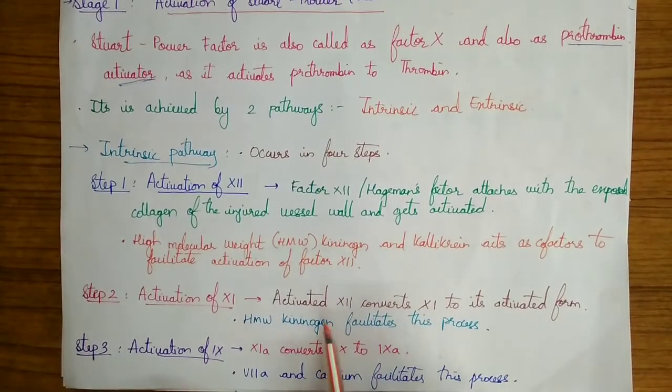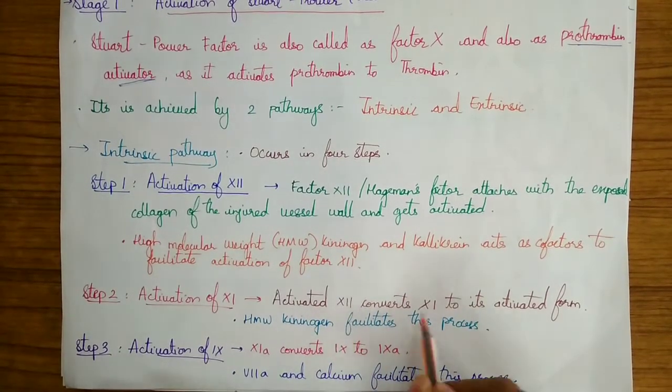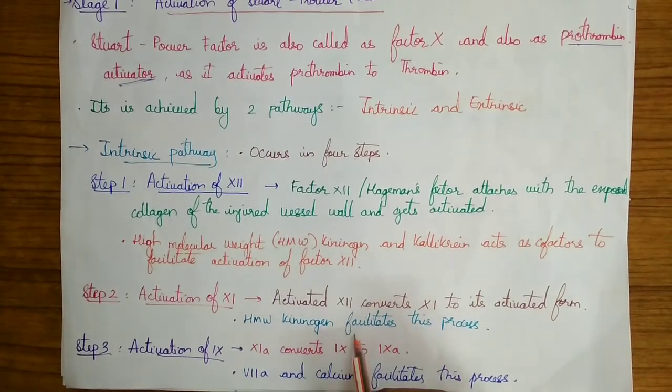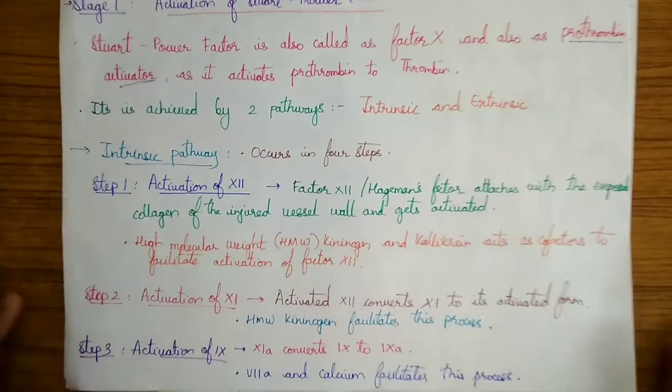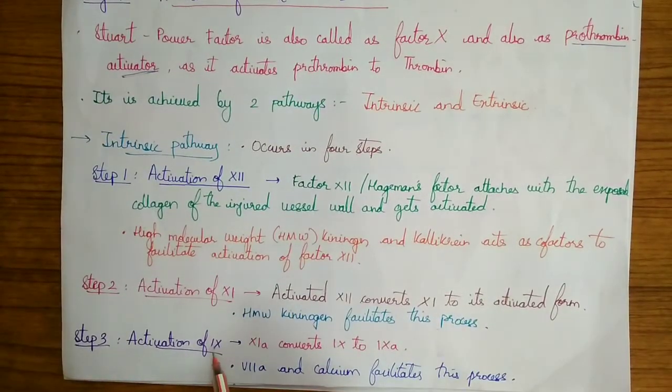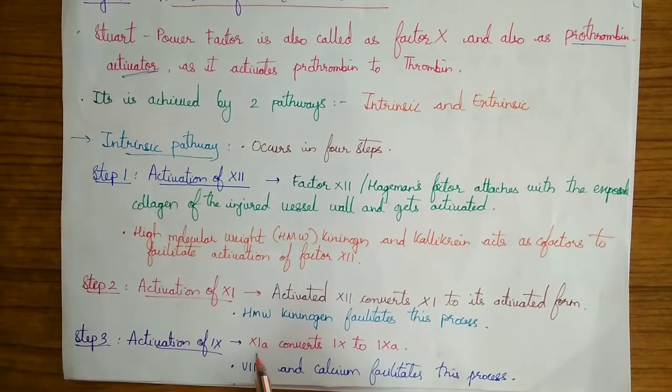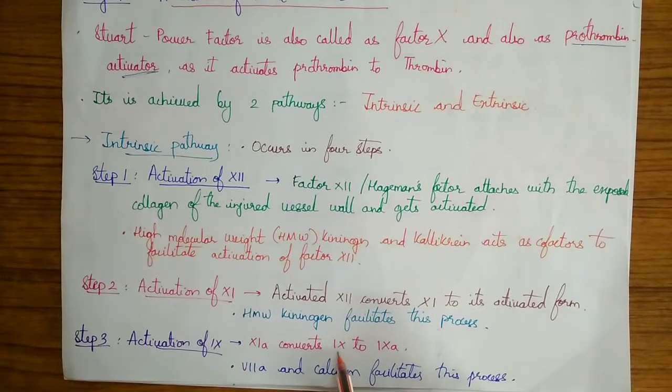The next step is the activation of clotting factor 11. In the previous step there was activation of clotting factor 12. This activated clotting factor 12 now converts clotting factor 11 to its activated form. The HMW kininogen facilitates this process. Step 3 is activation of clotting factor 9. The same process: the activated version of clotting factor 11 converts clotting factor 9 to its activated form, 9A. The activated version of clotting factor 7 and calcium facilitate this process.